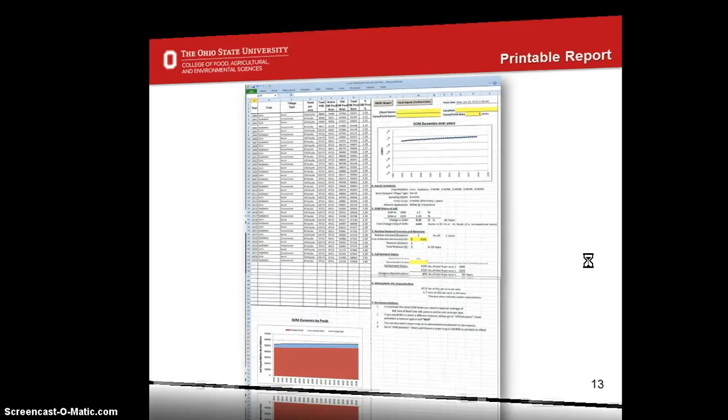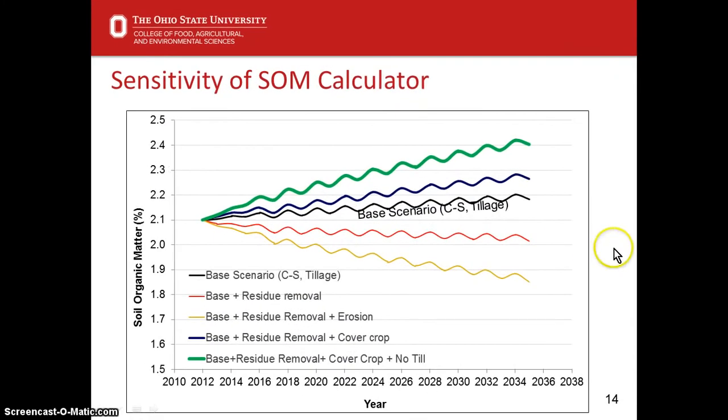Now moving on, this is a hypothetical scenario to demonstrate the sensitivity of the calculator. It starts with a base scenario which assumes corn soybean rotation with conventional tillage, and it has a slightly increasing trend starting in 2012 going into 2035.